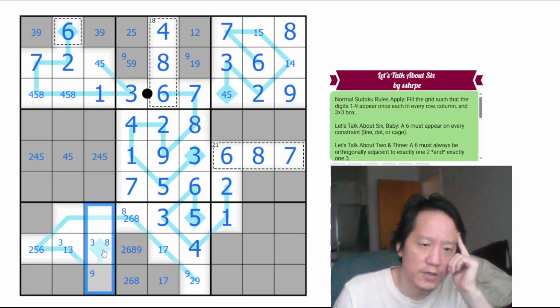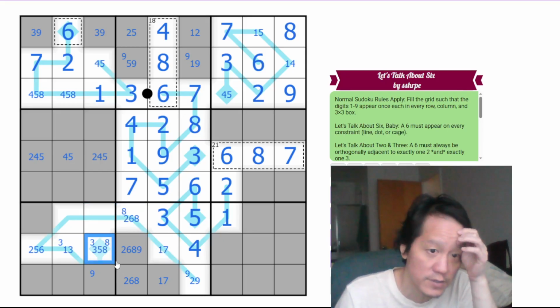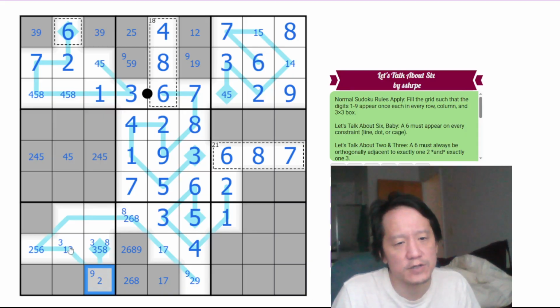1 cannot be in 1, 2, or 6, or 7, or 9. So 1 could be in 3, 4, but except 4 is here, so this can't be 4. 5, not 6, not 7. It could be 8, though, so this is 3, 5, or 8. 2 can be in the second spot, not 3rd, 4th, not 5th, 6th, 7th, or 9th.